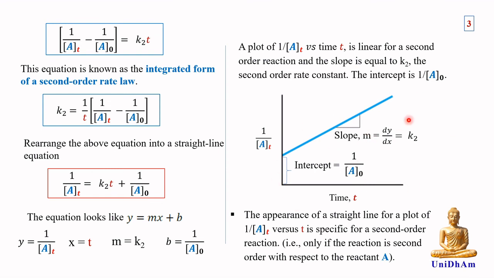The appearance of a straight line for a plot of 1 by At versus time t is specific for a second order reaction. That is, only if the reaction is second order with respect to a reactant, here A.